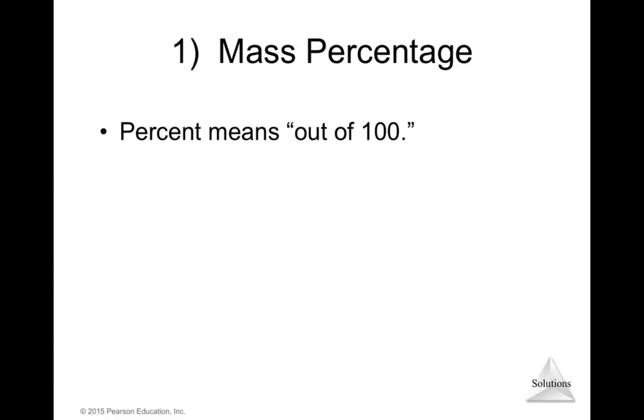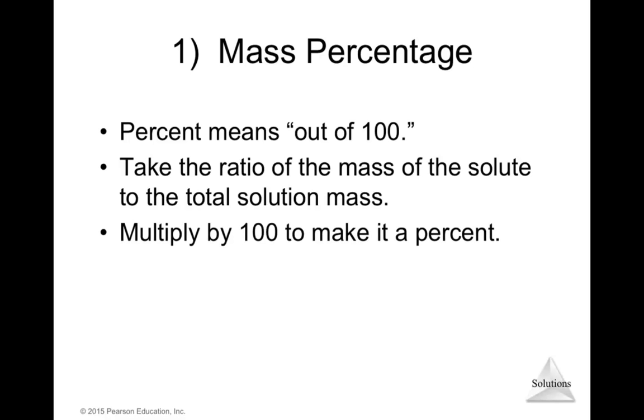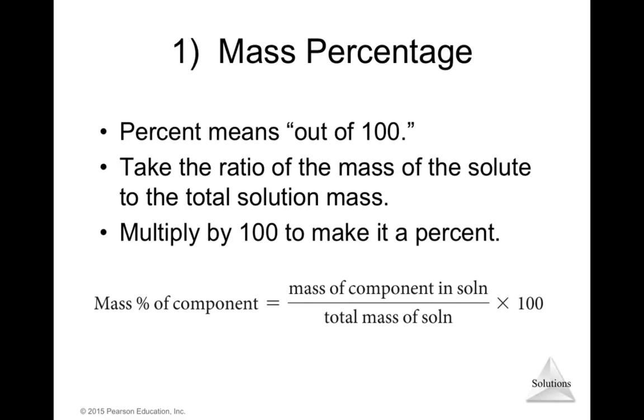The mass percentage. Percent means out of 100. Take the ratio of the mass of the solute and divide it by the total mass of the solution. Then multiply by 100 to make it a percent. In other words, the mass percentage of the component is equal to the mass of the solute in the solution divided by the total mass of solution times 100. Remember that the total mass of the solution will be equal to the mass of the solute plus the mass of the solvent. Let's see the following example.